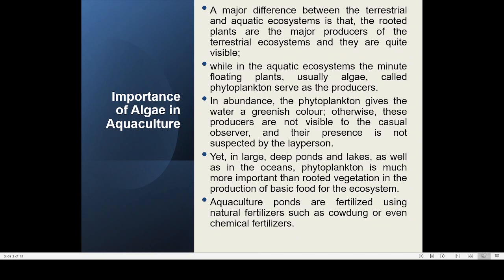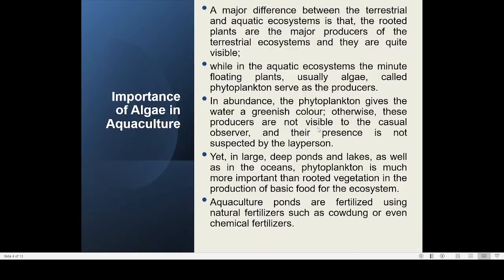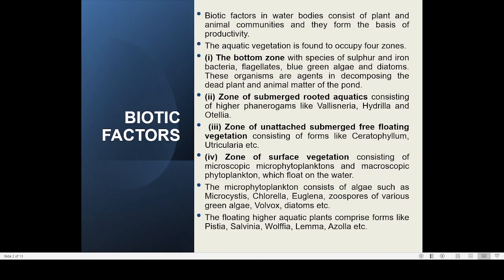Now if you look at the picture again, you can find that there are a number of plants which are present on the upper surface of the pond, above the water level. Some plants are growing on the water surface, and these come under the category of zone of surface vegetation. Surface means they are floating on the surface of the water. That is why we call it surface vegetation. And mainly different types of vegetation will be there.